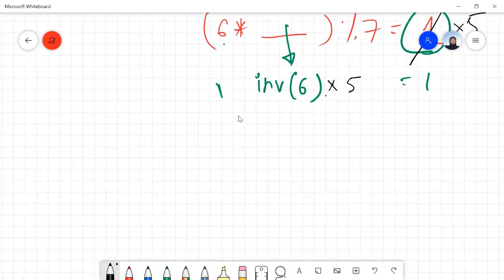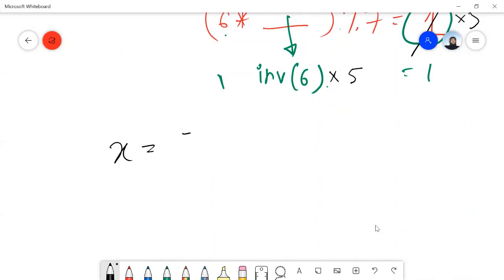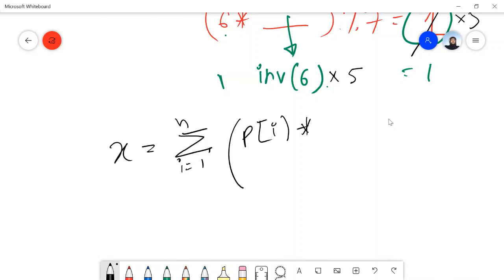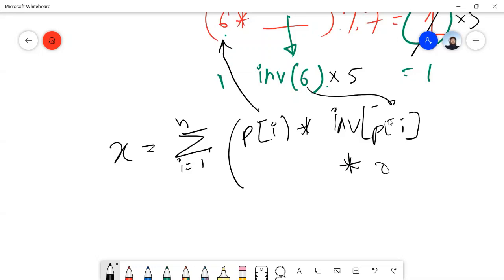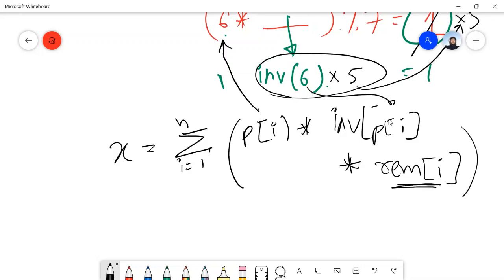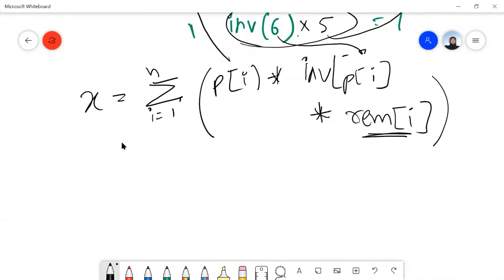So in short, what we can say is the whole problem, x is the summation, because we are adding all the numbers of the buckets, summation of that product, p of i into inverse of p of i into remainder of i. This is p of i, this is the inverse of p of i, and this is the remainder, right? Because 5 was the remainder, so to find it out, I'm multiplying it by 5. If I find the summation of this, then I would be able to find the value of my x. So this is how the theorem works. I will show you in the code also.